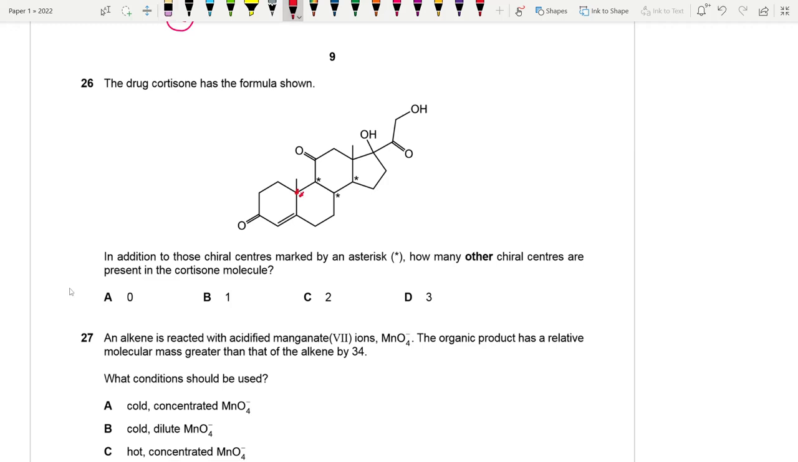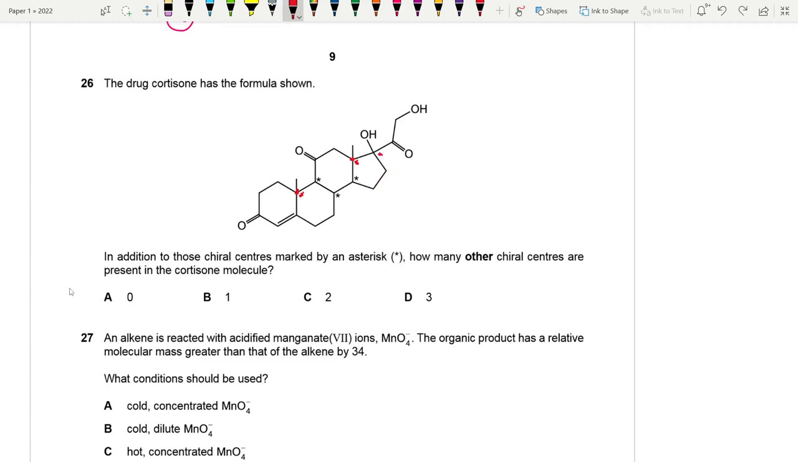This is a chiral carbon. This can't be chiral, right? This can't be chiral over here because it's a double bond. This can't be chiral, this can't be chiral. These have been marked. This is chiral again, okay, because it has four unique groups attached. These two can't be chiral because of the same reason I told you before.